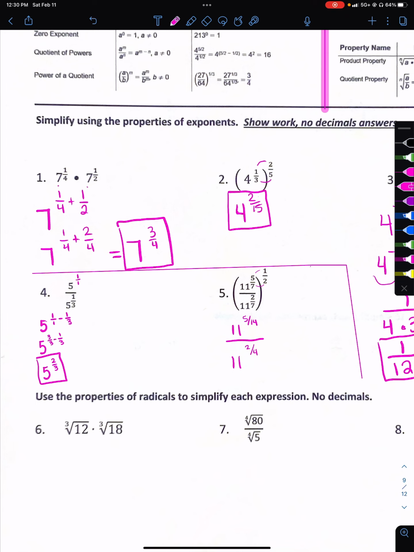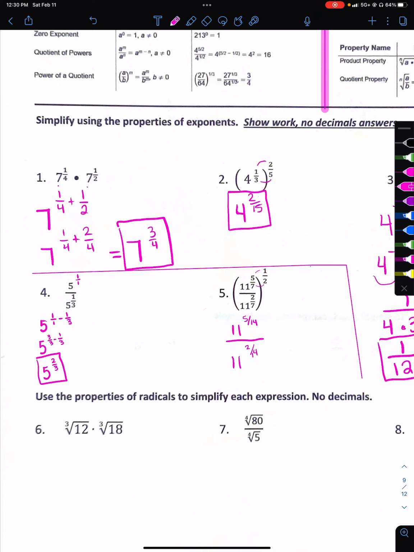And now I'm going to go ahead and use a quotient of powers where I subtract the exponents. And since their denominator is already the same, we can just subtract them. So that I have 11. 5 minus 2 gives me 3 over 14. Alright, so that is it for my rationals practice. So if you wanted to stop the video here and go to the back side and do number 1 through 5, you can. Or we can finish up with this video and you can come back to it, either one.